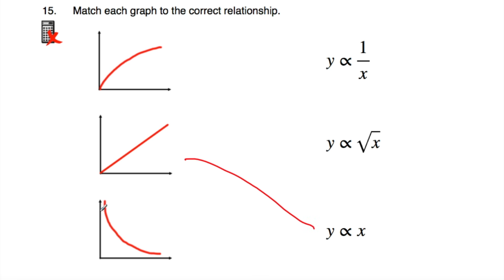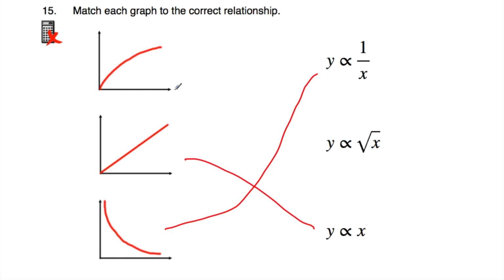Okay, now let's have a look at this graph here. Well, that's going to be this relationship here. This is the inversely proportional to relationship. We've got y is inversely proportional to x. As x increases, y decreases. So as x increases, y decreases. So that's that graph there.